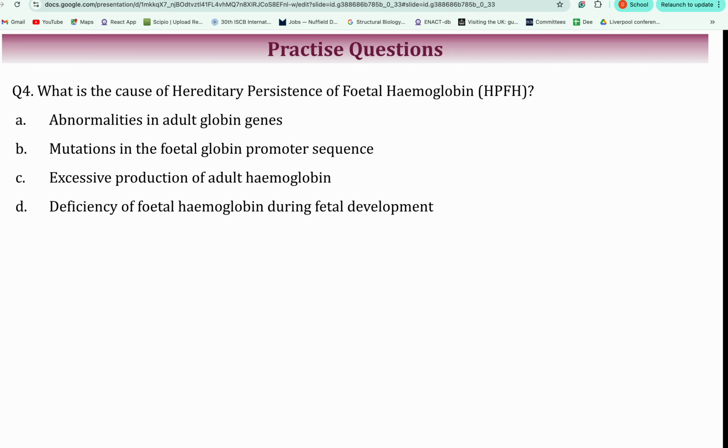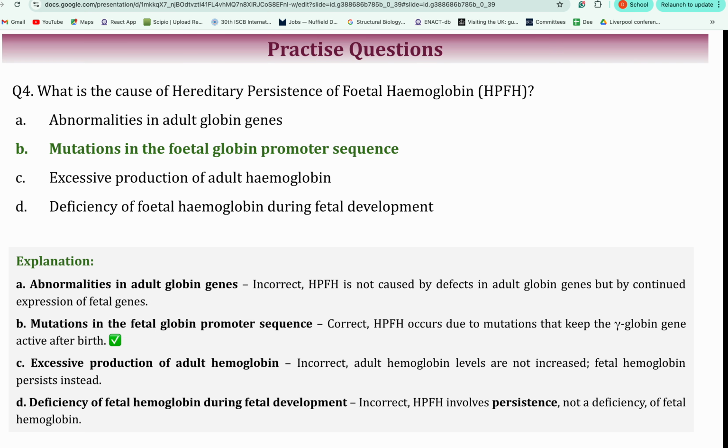Okay, so now let's see the right answer. So the right answer is option B, which is mutations in the fetal globin promoter sequence. So this HPFH, which is hereditary persistence of fetal hemoglobin, occurs due to mutations that keep the gamma globin gene active after birth. So there is mutation in that gene. Now let's look at the other options.